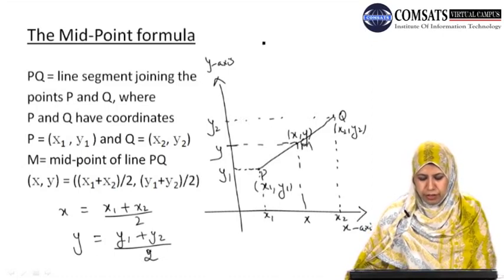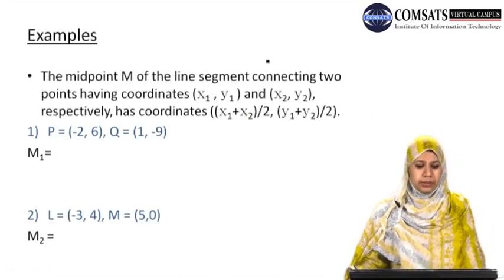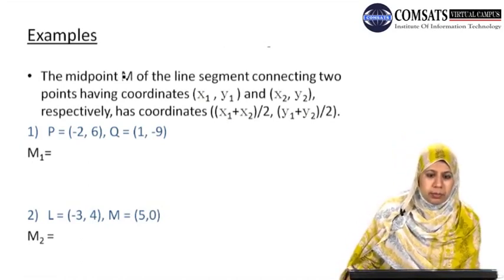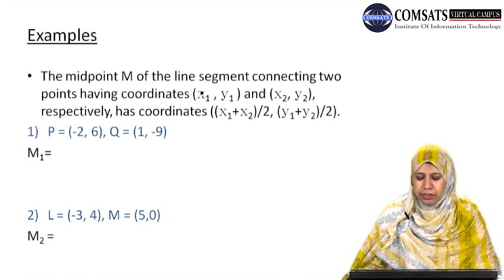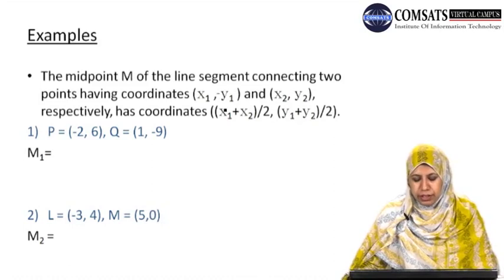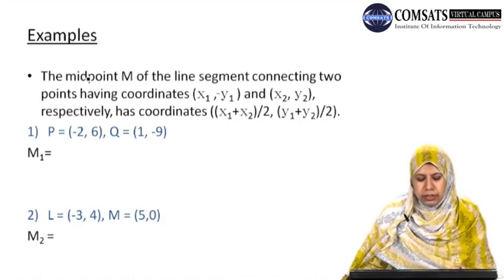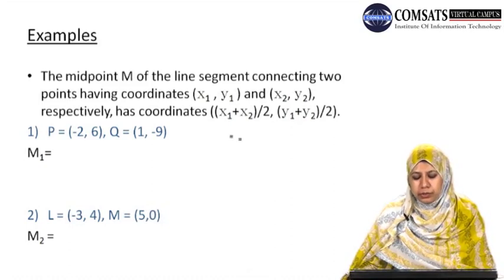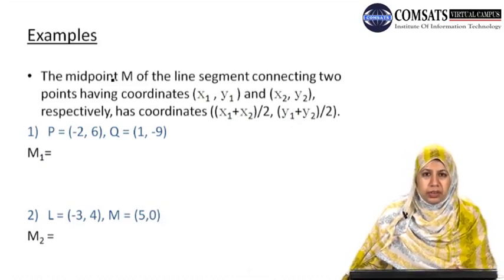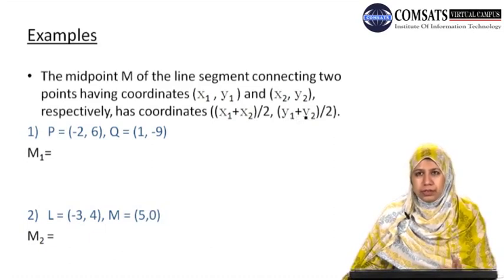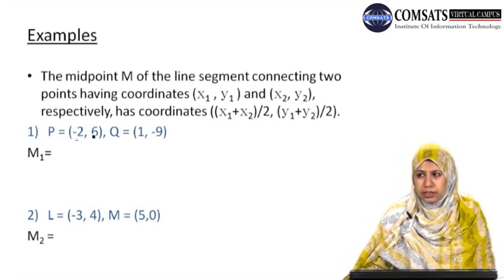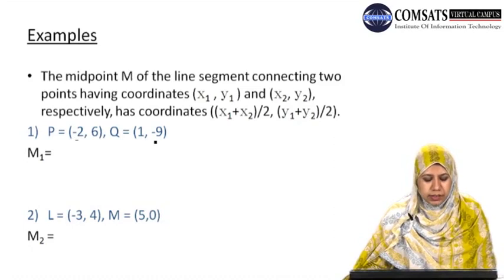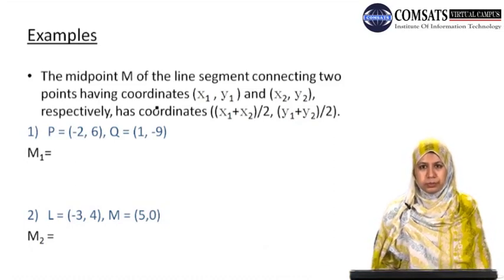Okay, let's have a look at some examples. We want to find the midpoint M of a line segment connecting two points having coordinates x1, y1 and x2, y2 respectively. Then the coordinate x of the midpoint will be equal to (x1 plus x2) over 2 and the coordinate of y will be equal to (y1 plus y2) over 2. Suppose we have 2 points, P is equal to (-2, 6) and Q is equal to (1, -9), and we want to find the midpoint of the line joining the points P and Q.